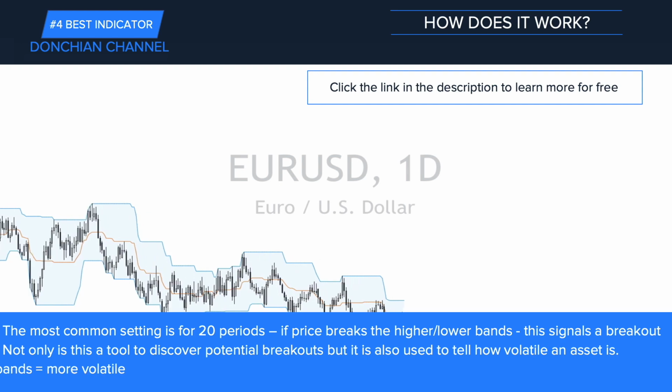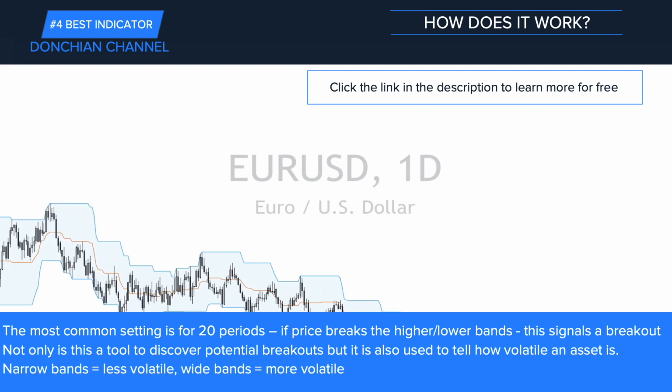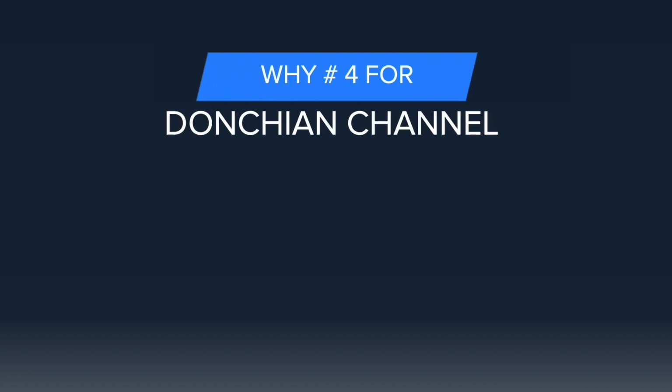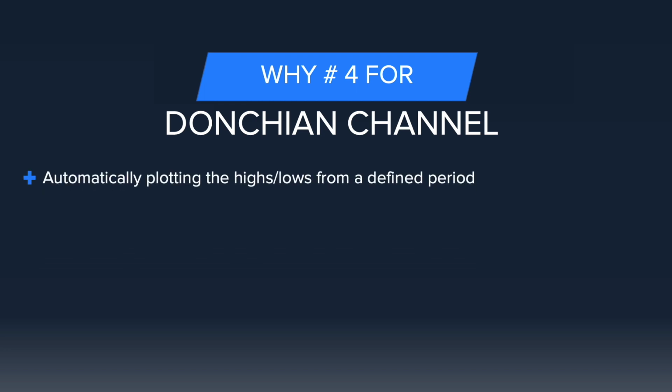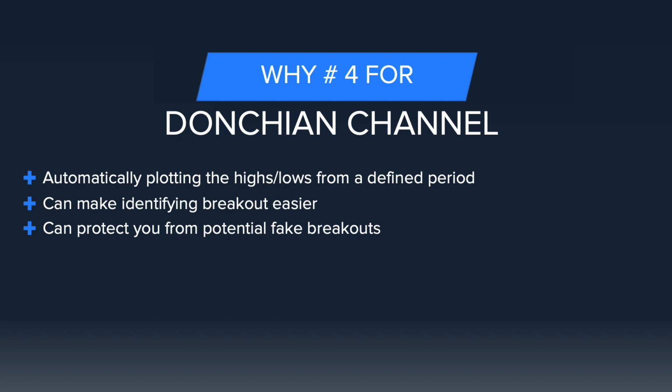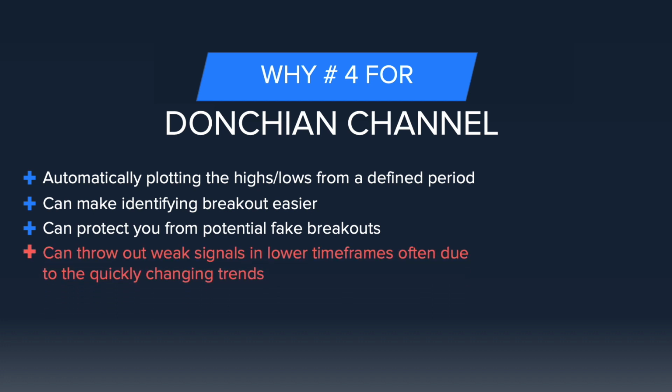The narrower the band, the less volatile the asset currently is. So, why have we placed Donchian Channel at number 4? It can automatically plot the highs, lows from a defined period, which makes it easier to track. It can make identifying breakout trades easier. It can also protect you from potential fake breakouts. However, it can also give false signals in lower time frames due to the weakness in short-term high and lows.